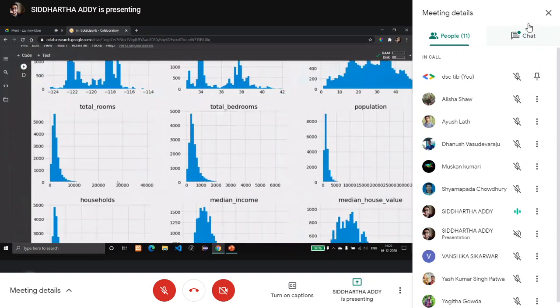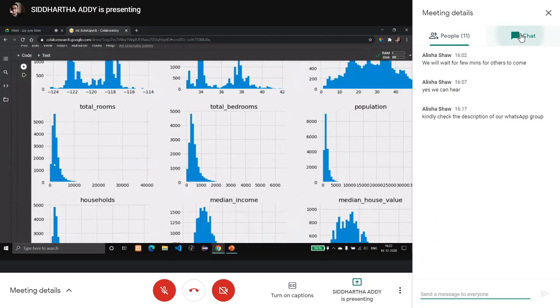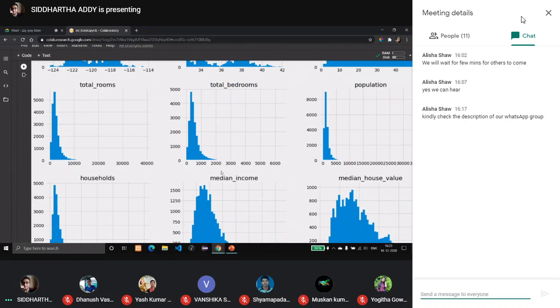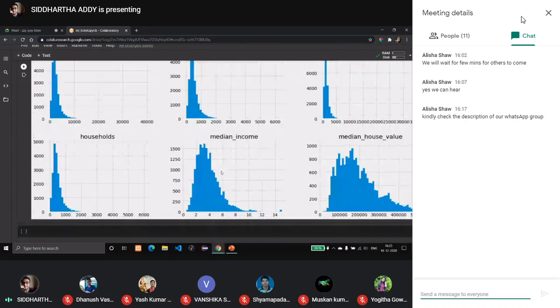Total rooms. This is quite good. I can understand this very well. Total bedrooms seems fine. Total population also seems quite fine. It's a normal graph. Total households is also fine. Median income. Okay, let's see what we have here.